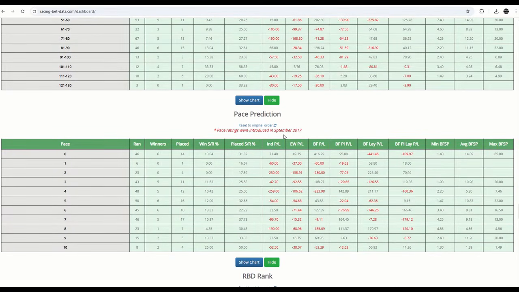So pace ratings were introduced around September 2017. There was a typo in there. I'm going to get the E added. 2017. So obviously yesterday all horses had a pace rating apart from some of the novice horses that don't have any information about them. Essentially what pace does is identify where a horse is likely to front run. So your 8, 9s, 10s, horses likely to front run during the course of a race. The 1s, 2s, 3s, it's likely to be more of a held up horse.